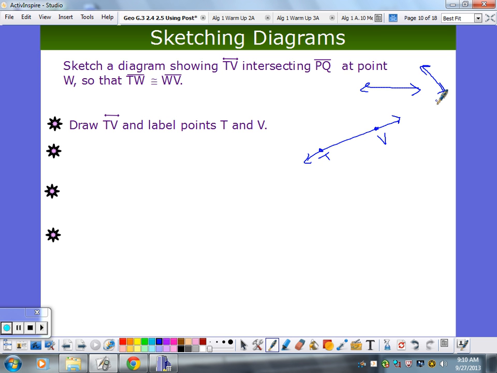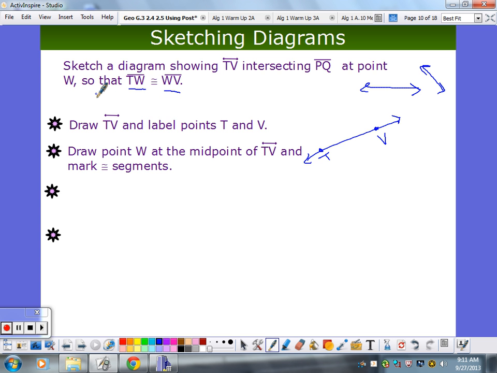What do you think we're going to do next? What are we going to do? Yeah. Draw a point W so that TW and WV are congruent. You knew exactly what I was going to say, didn't you? Okay, so we're going to draw a point W at the midpoint. Why am I drawing it at the midpoint? Why is that? Yeah. And so TW is congruent to WV.